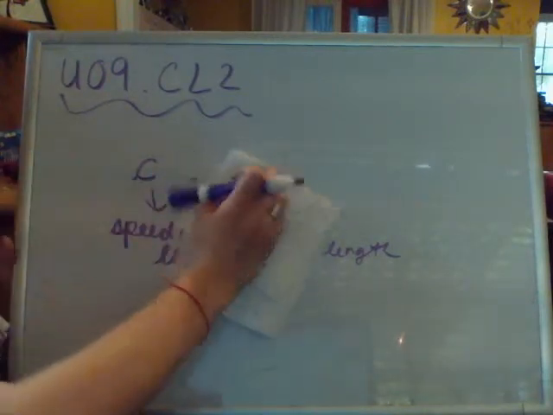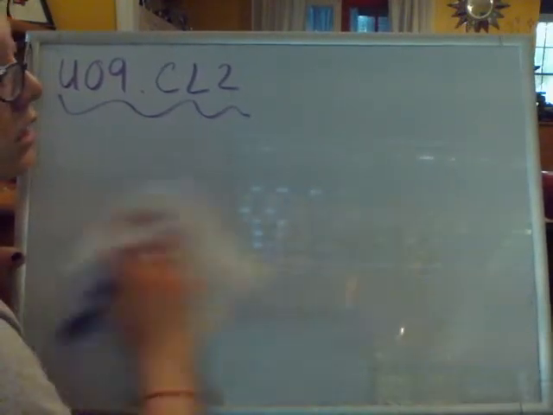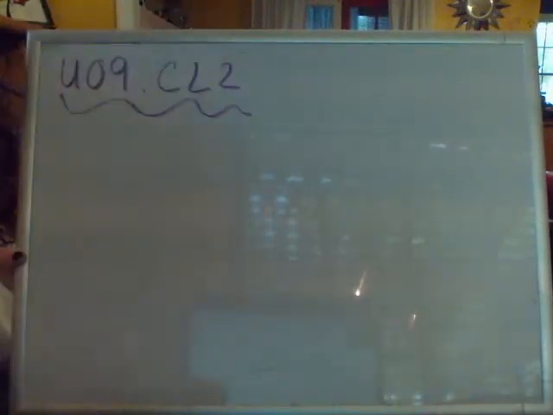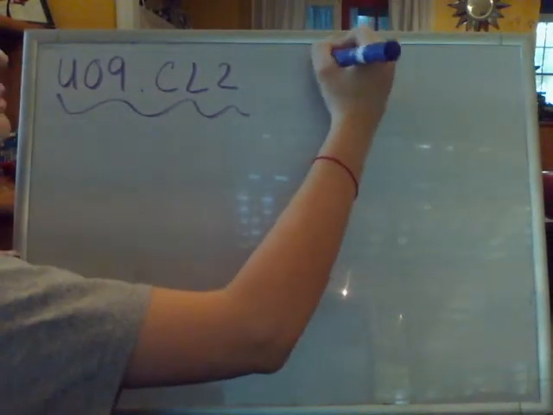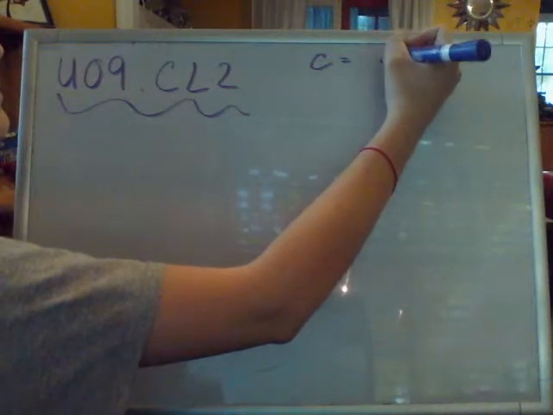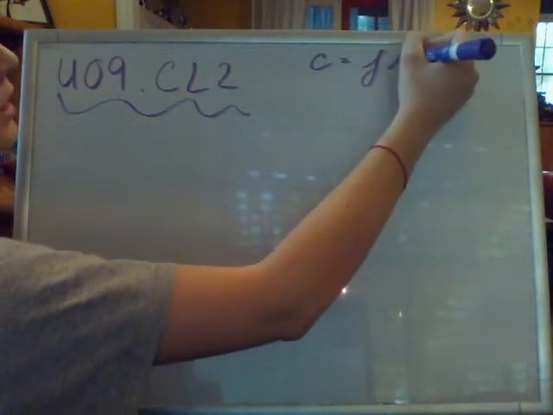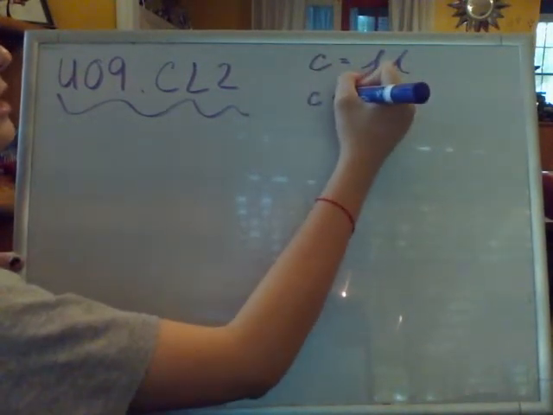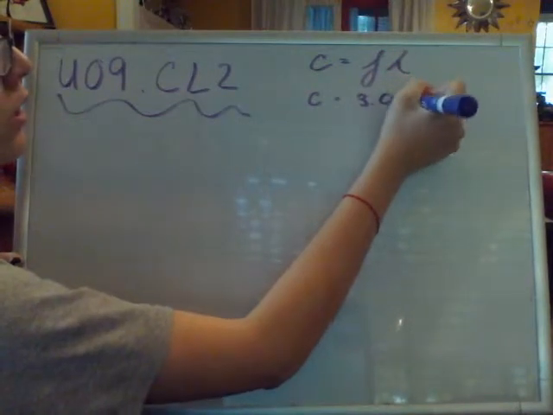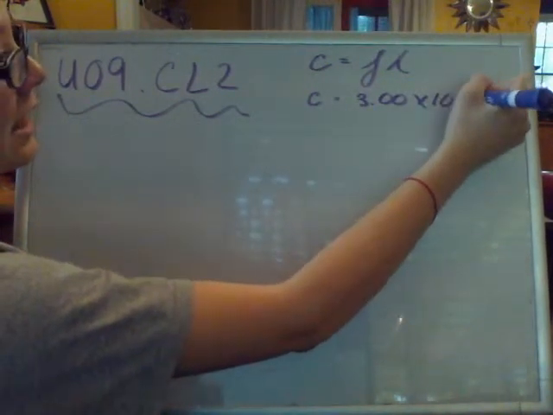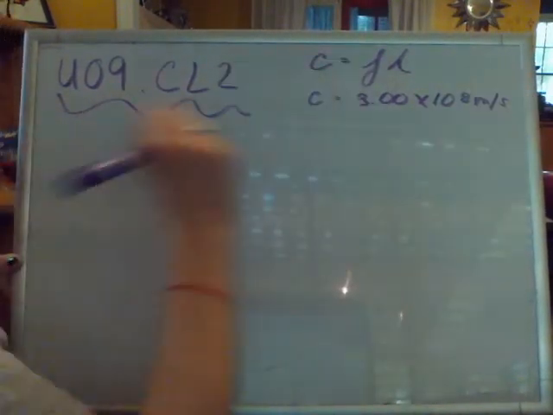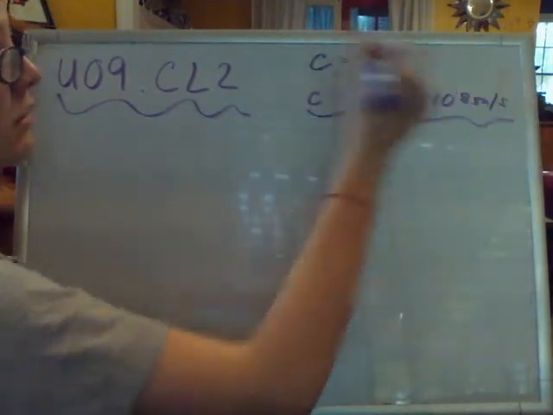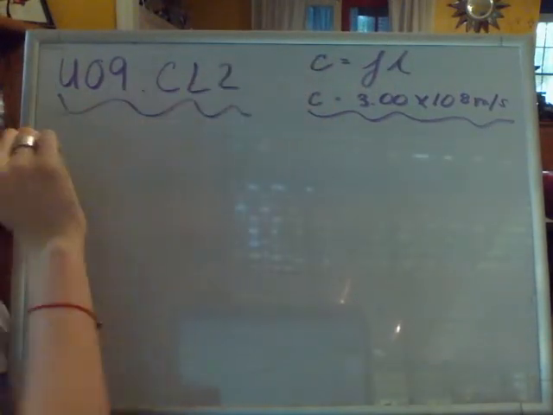So I have two problems here. And for those two problems, we're going to be using that one equation, so it's going to be up here. So it's going to be c equals f lambda. Oh, and c is the constant, which is the speed of light, which is 3.00 times 10 to the 8th meters per second. That's going to be our constant, and your speed of light is always going to be that number.